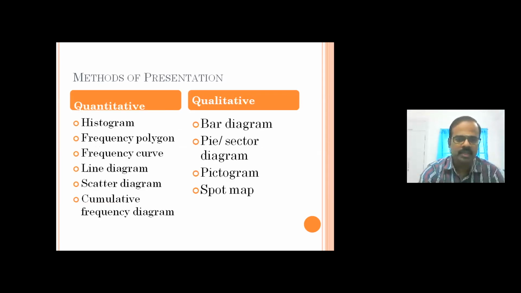So for methods of data presentation, please make a note of this PowerPoint slide especially, guys. For quantitative data, we have seen some data presentation methods. Similarly, for qualitative data, we have seen some methods. For qualitative data it is very simple: the bar diagram and the pie chart are mostly used. The pictogram and spot map we use for qualitative data only. For quantitative data, any measurable data, we use the histogram, frequency polygon, frequency curve, line diagram, scatter diagram, and also the cumulative frequency diagram.